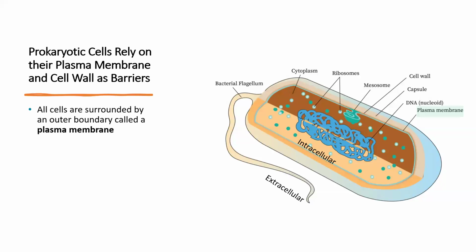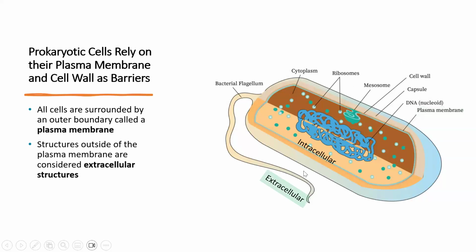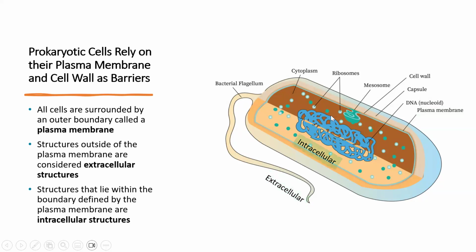And so that cell membrane or that cell envelope acts as a barrier, right? And in this case, we've got our plasma membrane, and this is going to separate from the intracellular stuff. So everything in here is considered intracellular. From the extracellular stuff, everything out here is extracellular, right? And so, for example, this flagella would be an extracellular structure. This chromosome would be an intracellular structure, right?